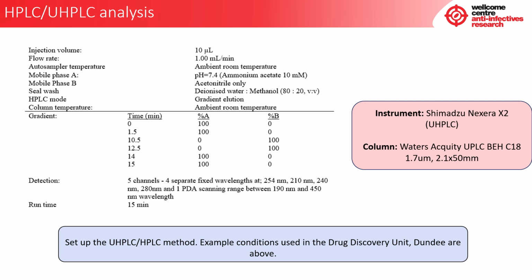Now we can set up our analysis. Set up the UHPLC or HPLC method. This assay can be run using either instrument. Example conditions used in the Drug Discovery Unit Dundee are above. Here we use a UHPLC system with a suitable column.